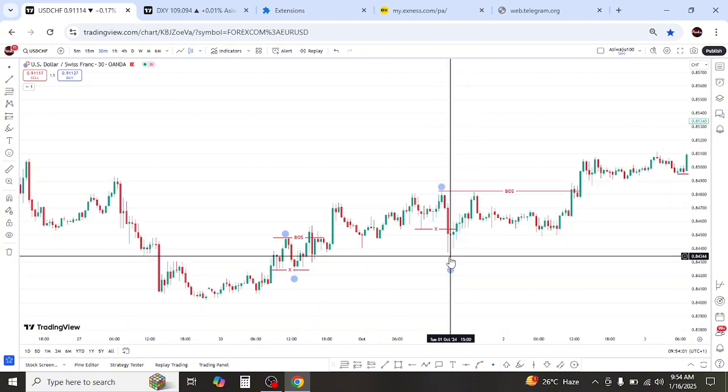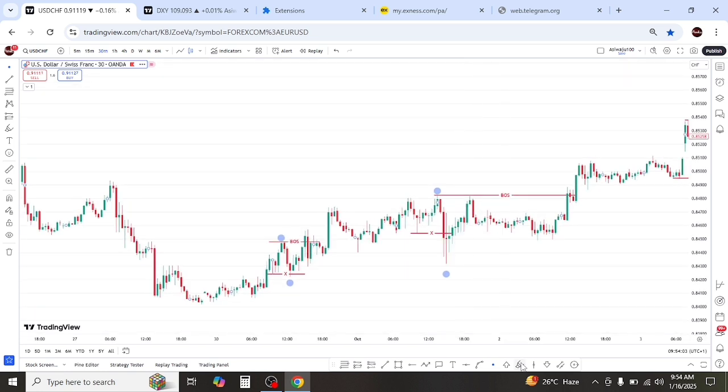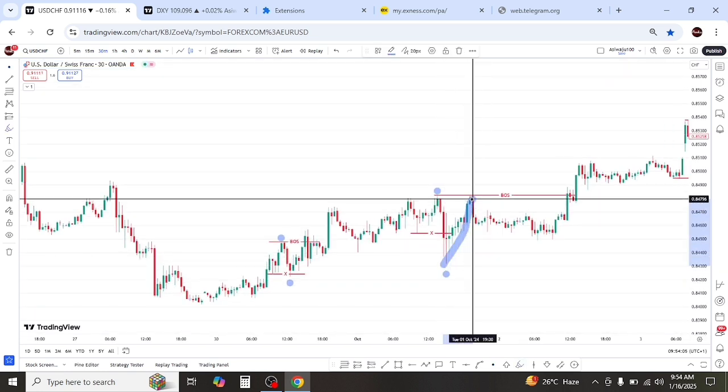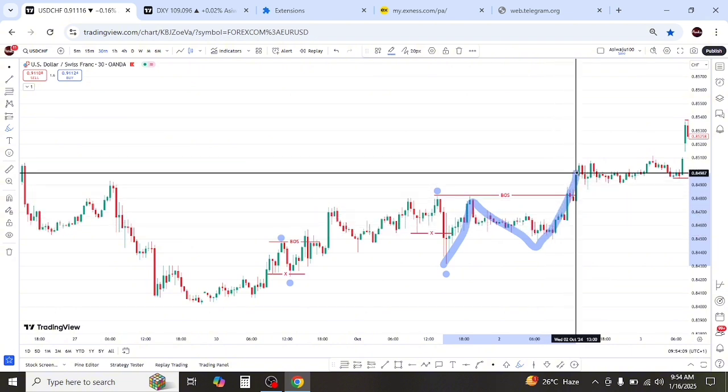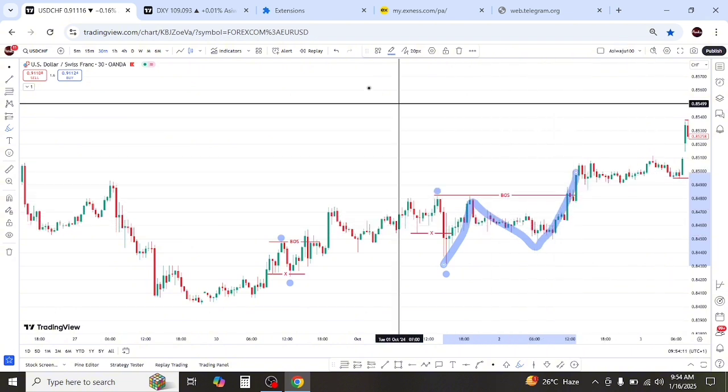As you can see, price continued to the upside, went down a little bit, and went up to break this high. Now we have a valid break of structure.